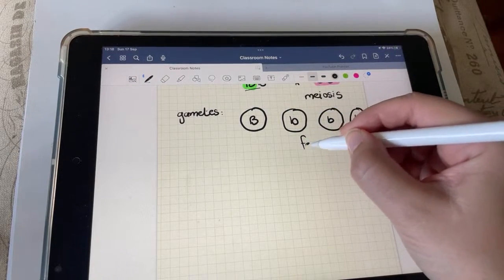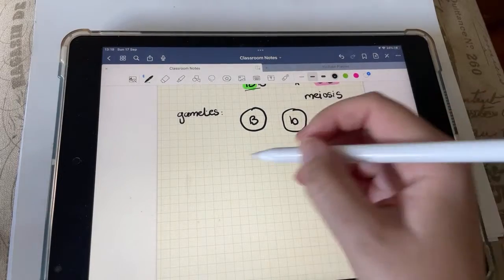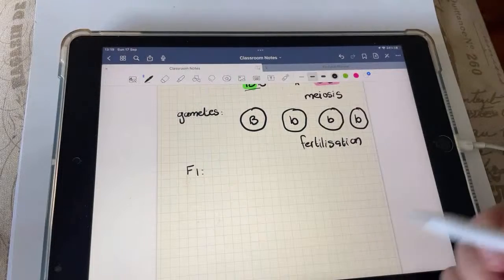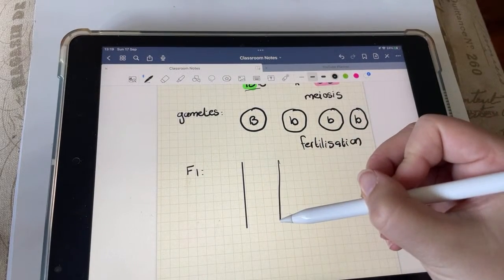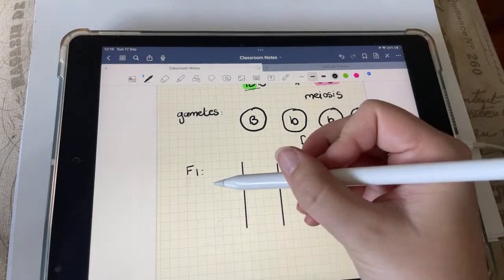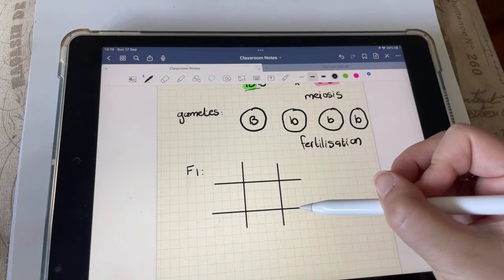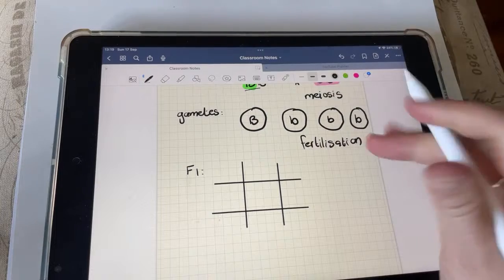I then write the word fertilization, and I use a Punnett square. I don't know what your teachers have taught you, maybe a line diagram. I don't particularly like line diagrams. They are problematic for many of us. We make too many mistakes. I love a Punnett square, so I prefer Punnett squares.